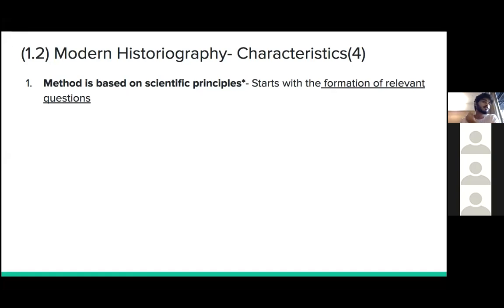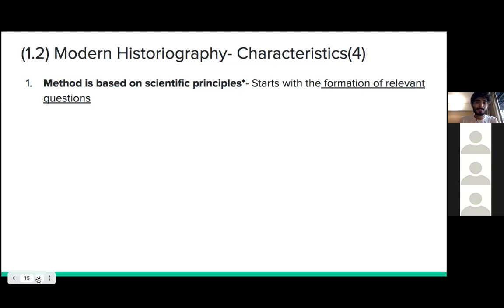If I'm teaching you multiplication and you are asking me about biology, then you are not asking the right question, right? So it starts with the formation of relevant questions. What do I need to know? Why do I need to know it? How do I plan on finding out, right? So you need to start with the formation of relevant questions.